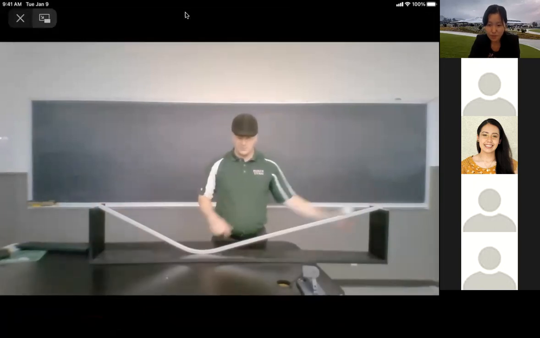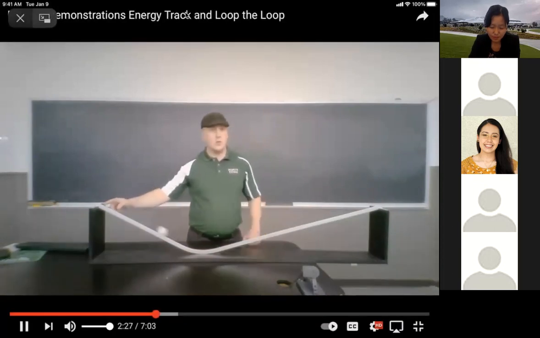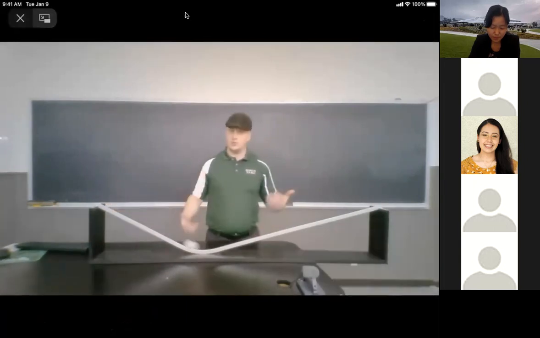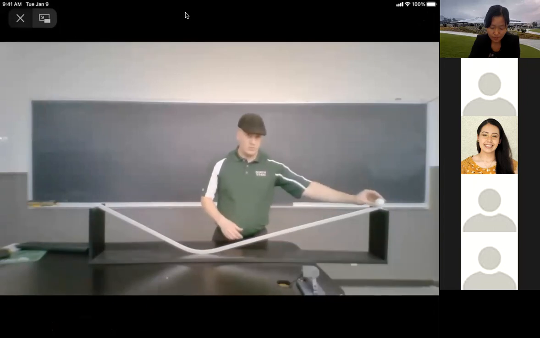Start here. As you can see, the first time we got relatively close to the original starting point. So let's do that one more time. Watch the ball.